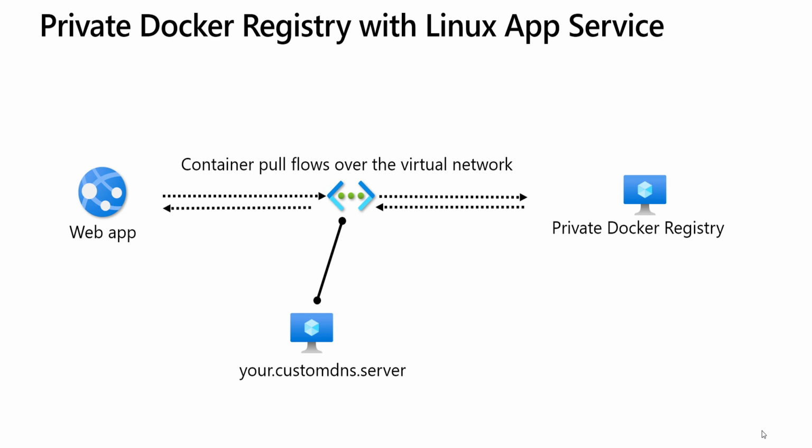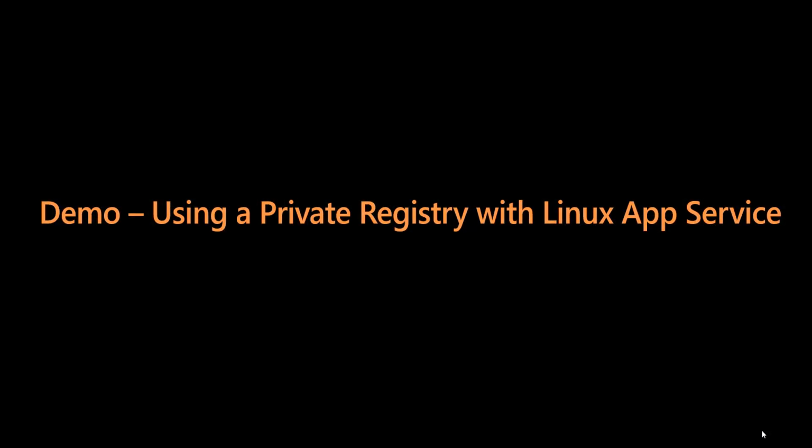So that in a nutshell is how a private Docker registry is configured to work with Linux App Service. At this point, we'll once again switch back to my machine and walk through a brief demo that shows a lot of these moving parts.